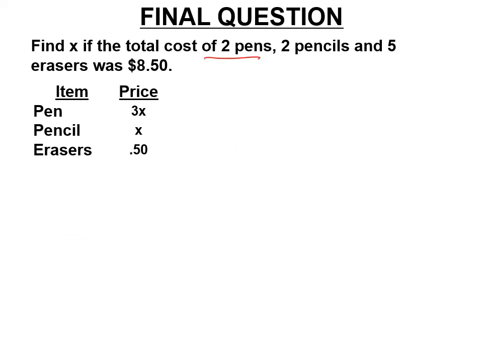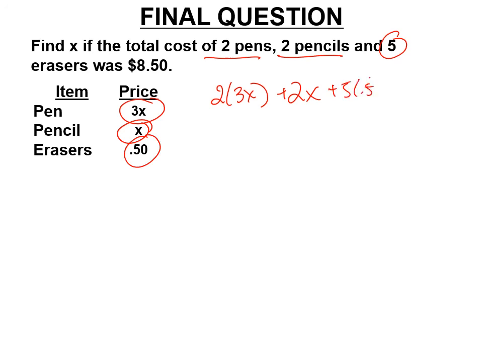So we have 2 pens, 2 pencils, 5 erasers. And it all equals $8.50. Notice that you don't put dollar signs in your equations. I did that as an example to show you units once, but that's not what you normally do.